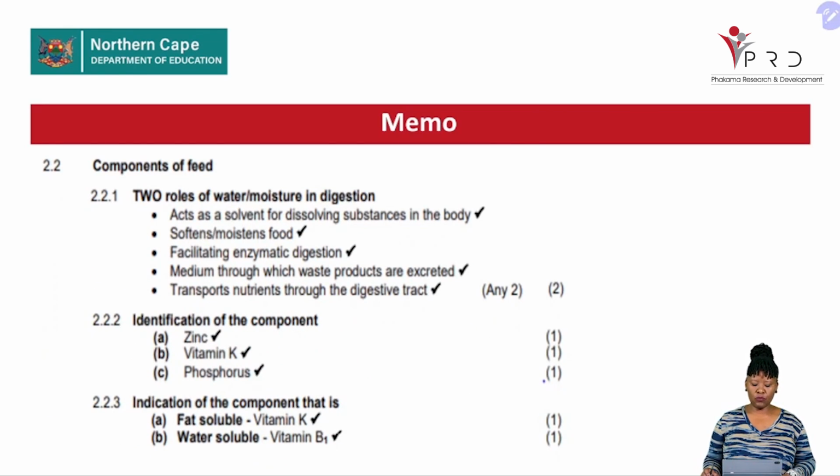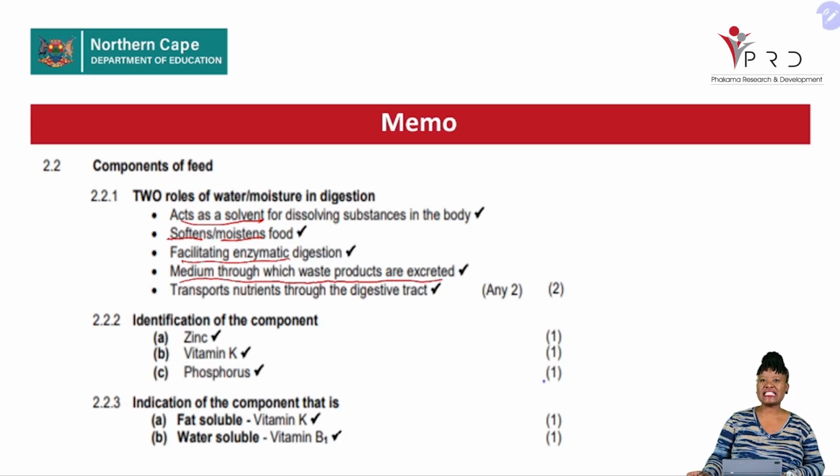The role of water in digestion. It acts as a solvent in order to dissolve substances in the body. It softens or moistens food, facilitating enzymatic digestion. It also acts as a medium through which waste products are excreted. At the same time, it transports nutrients through digestive tract. So these are the functions of water in digestion, or they will talk about functions of water in nutrition.